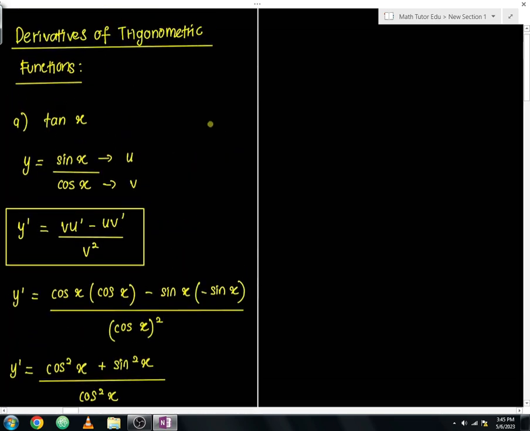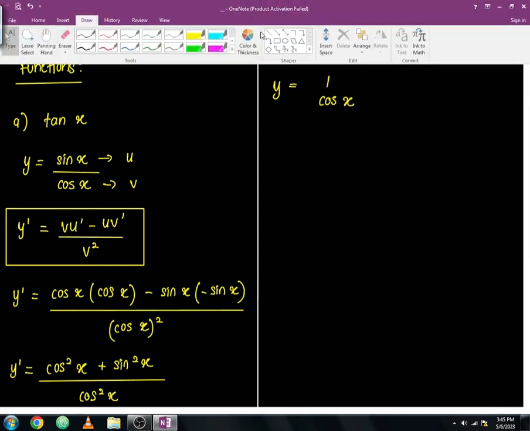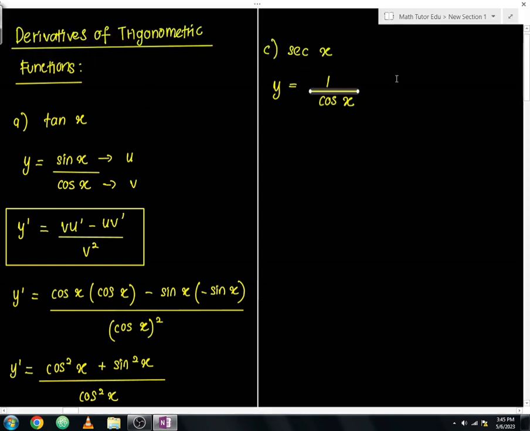So from here let us proceed to the next one, which is secant. Part C, secant x. For secant x, we're going to simplify our equation as y equals 1 over cos x. This 1 over cos x in the fraction form, you're going to change into the index form, where it will become y is equal to cos x to the power of negative 1. So from here let us perform the differentiation.